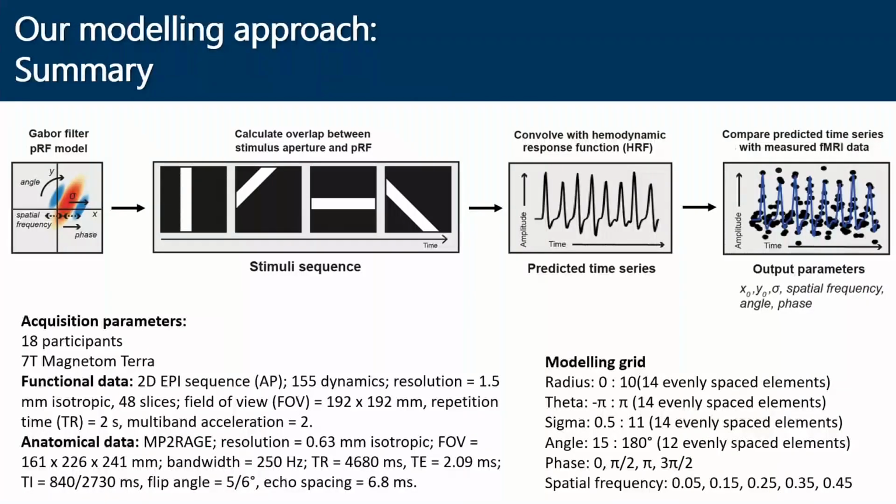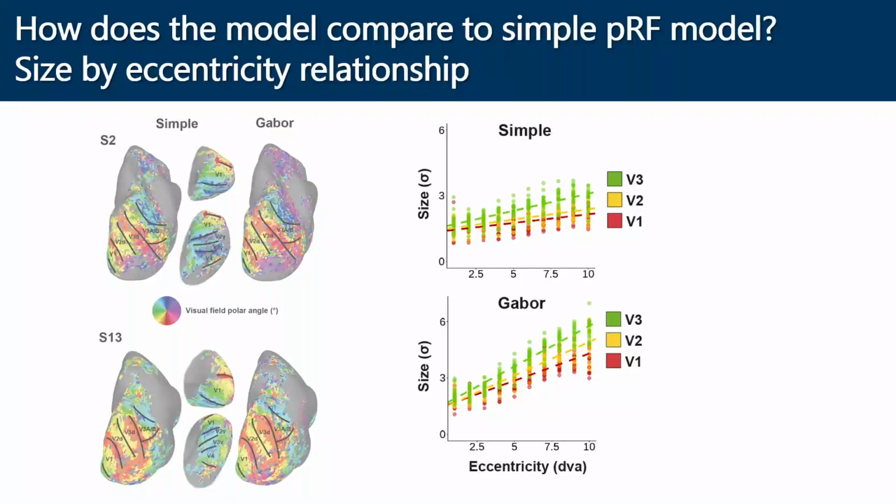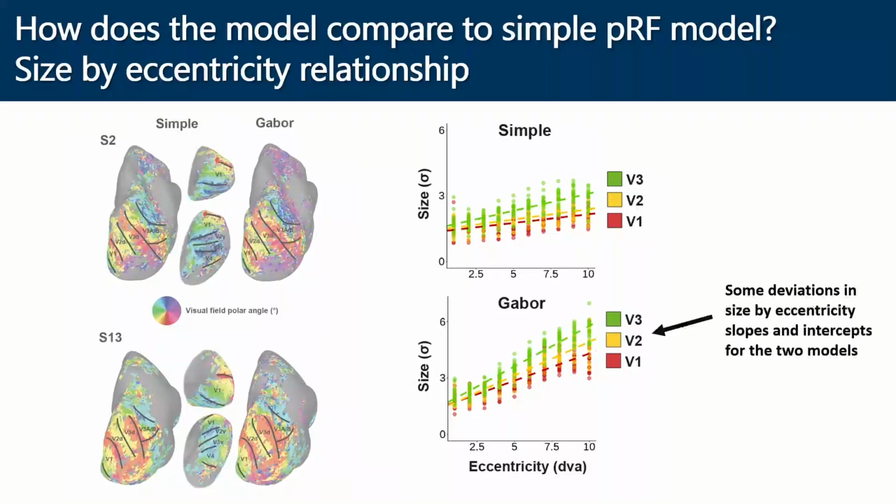For the more technical details, feel free to ask in the question and answer session. And let's go into the results. First of all, we wanted to know how the results compare with the standard conventional PRF model. As you can see, we can reconstruct the retinotopic maps quite well. We see some deviations later in the visual system hierarchy. Secondly, we can also recover the size by eccentricity relationship, in which the size increases with eccentricity. There are some deviations in the intercepts and the slopes between the two models, but if anyone wants to follow up on this, again, you can do it in the question session.